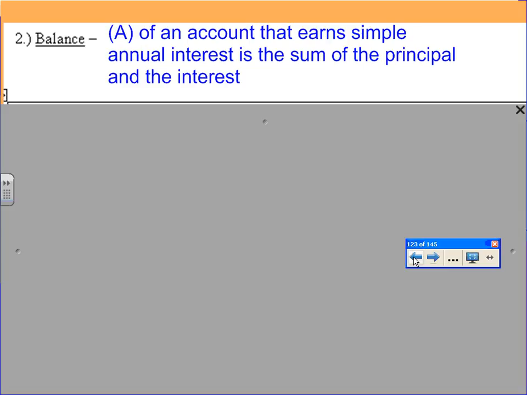So I think that this is common sense for you, but we still need to jot something down. The A that I have in parentheses represents balance. That is the balance of an account. It earns simple annual interest, and it is the sum of the principal and the interest. So all we're really doing here is taking the principal amount, and adding that to the interest that you have to pay or that you earned. You could do this with what we did yesterday, but there is a formula to help you find the account balance. And yes, you have to memorize these formulas.